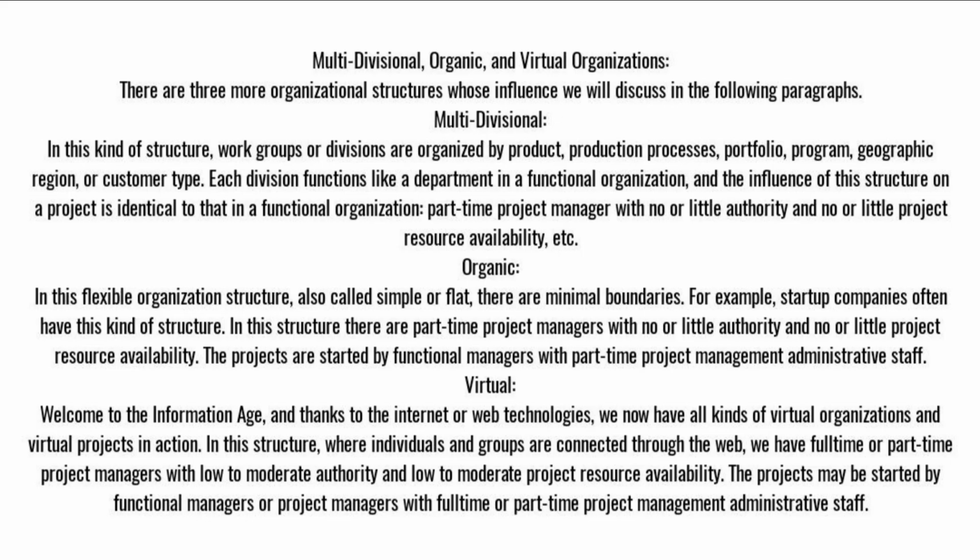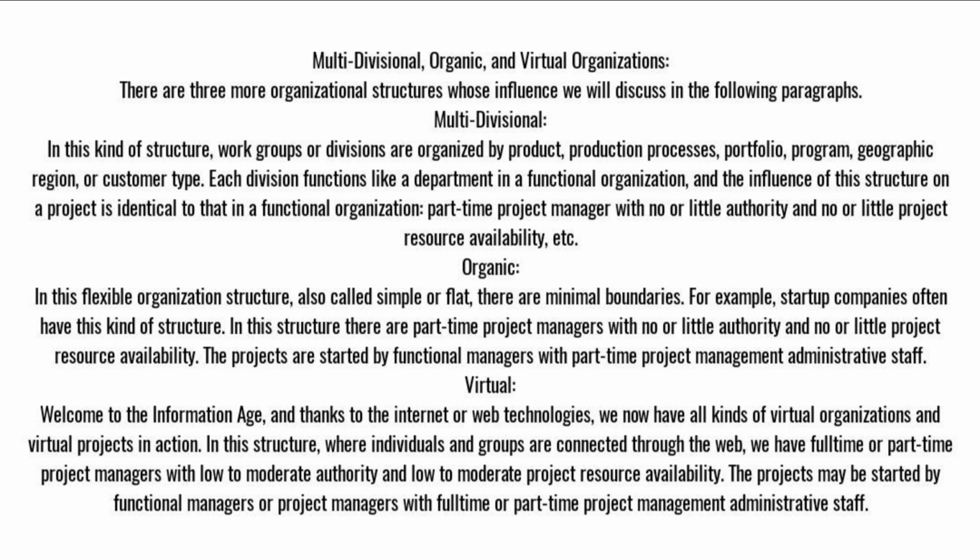Multidivisional, organic, and virtual organizations. There are three more organizational structures whose influence we will discuss in the following paragraphs. Multidivisional. In this kind of structure, work groups or divisions are organized by product, production processes, portfolio, program, geographic region, or customer type. Each division functions like a department in a functional organization, and the influence of this structure on a project is identical to that in a functional organization: part-time project manager with no or little authority and no or little project resource availability, etc.